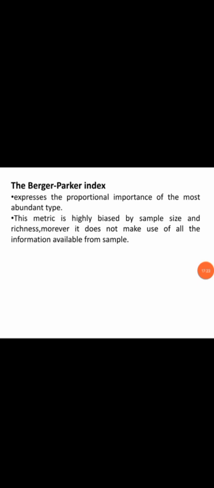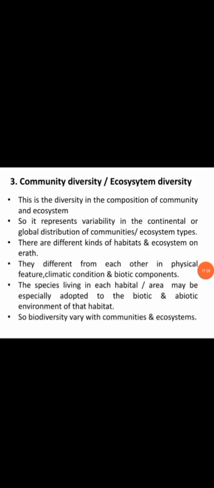Next is the Berger-Parker Index. It expresses the proportional importance of the most abundant type. This metric is highly biased by sample size and richness. It does not make use of all information available from the sample.